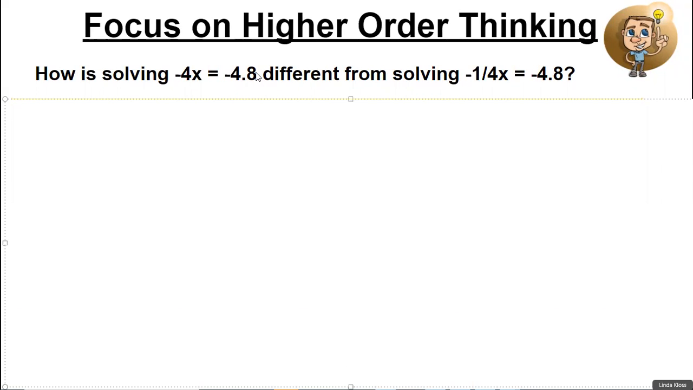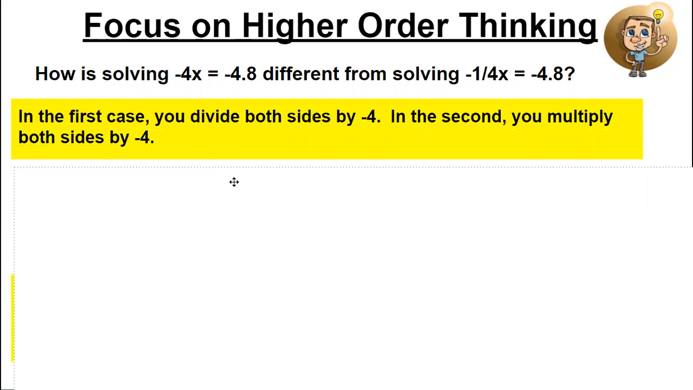Okay. How is solving negative 4x equal to negative 4.8 different from solving negative 1/4 x equal to negative 4.8? Well, in the first case, you divide both sides by negative 4 here. In the second case, you multiply both sides by negative 4. So just the opposite, right? Divide by negative 4 here, multiply by negative 4 there.